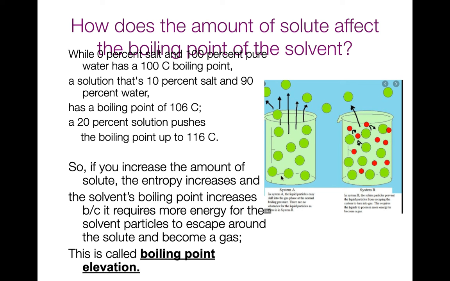Here you have pure water. These little particles of water are trying to become a liquid and go to be a gas, or trying to boil. But if you have salt there, it's interfering with the ability of that water to become a gas. And that interference means the entropy increases, and the solvent's boiling point must go up because it requires more energy for the solvent particles to escape around the solute and become a gas. This is called boiling point elevation.